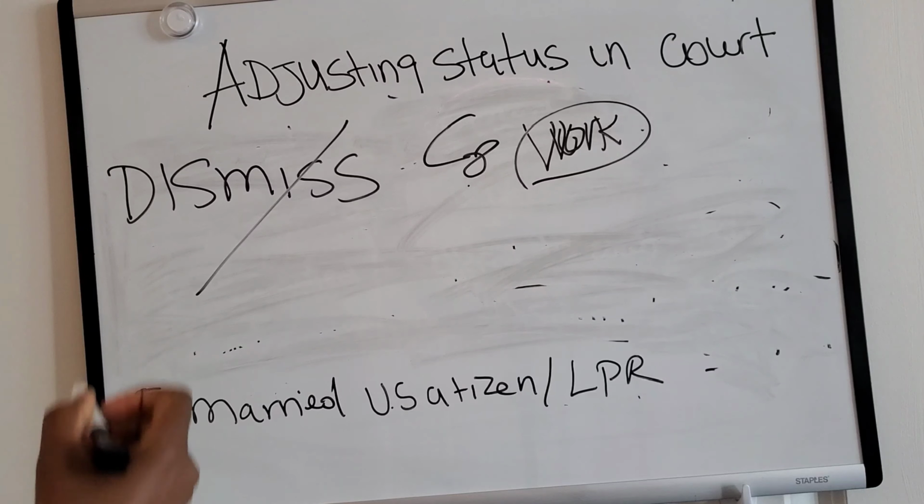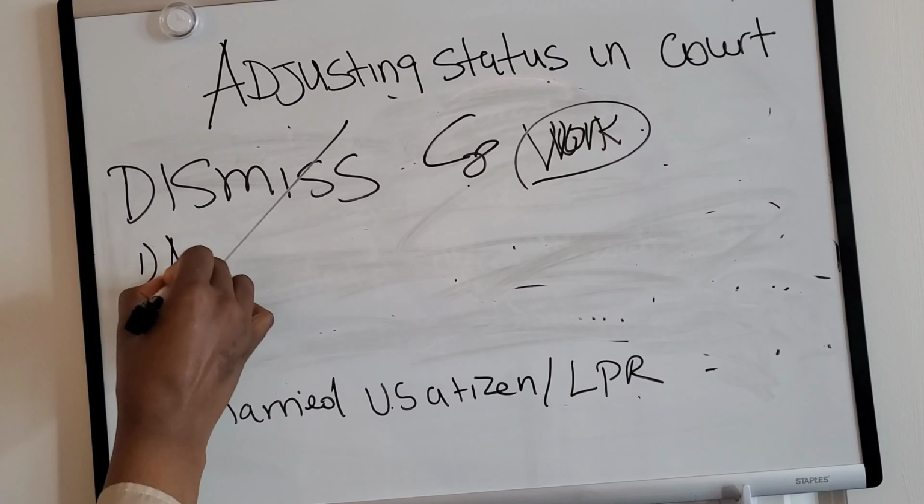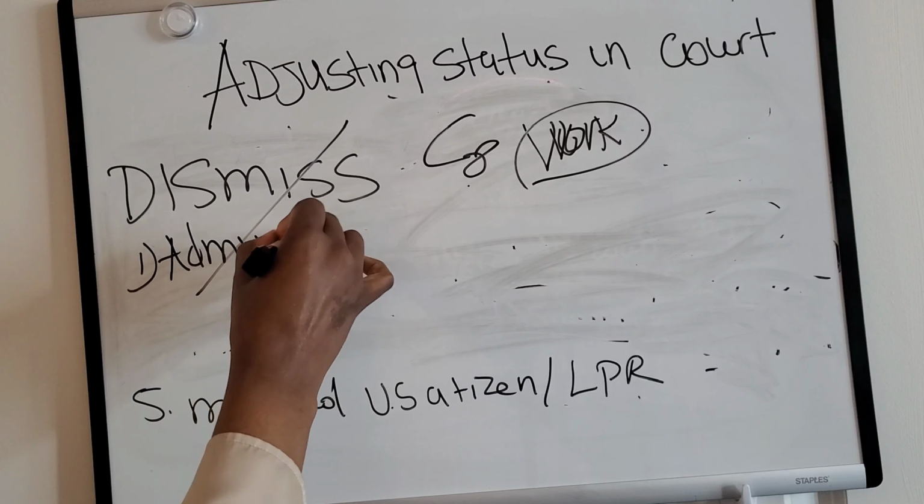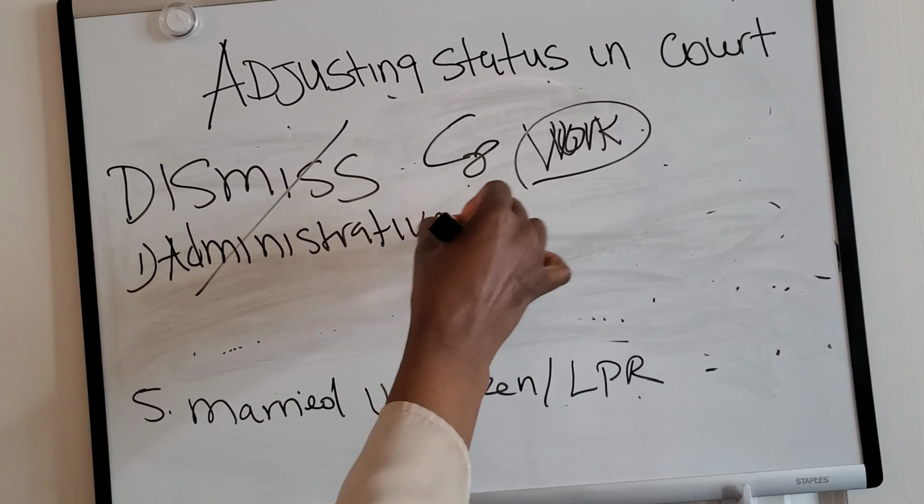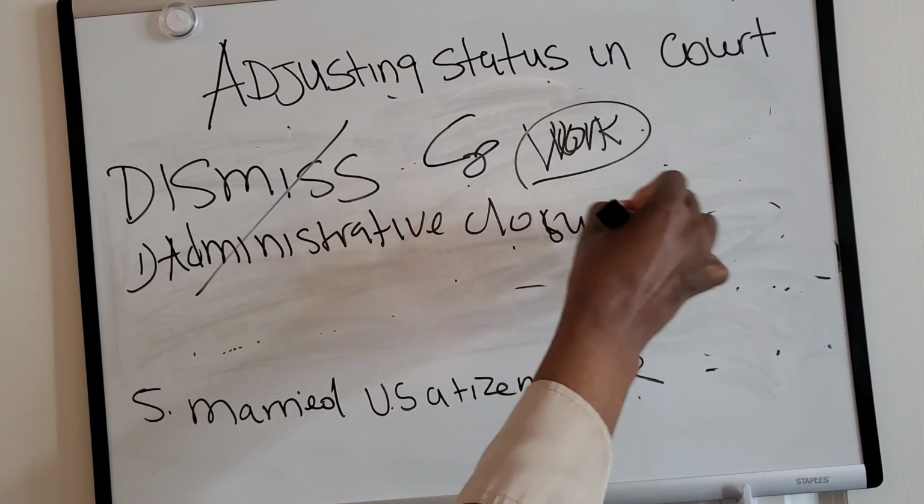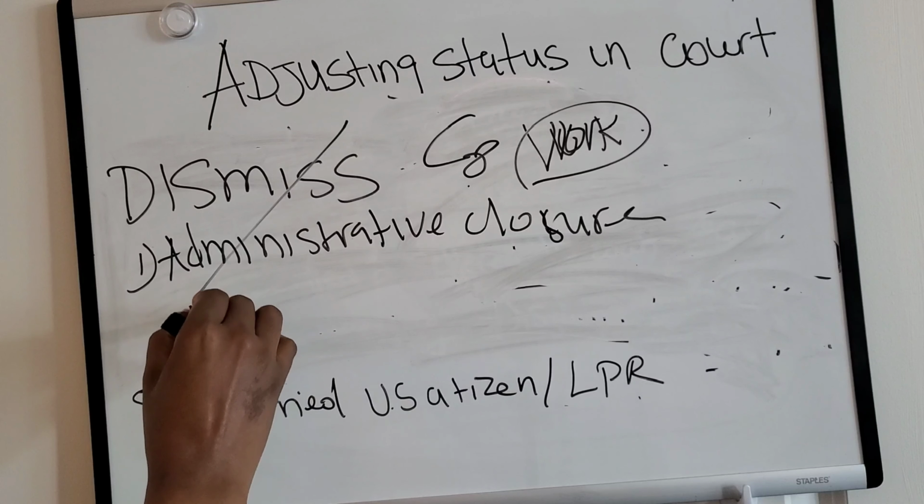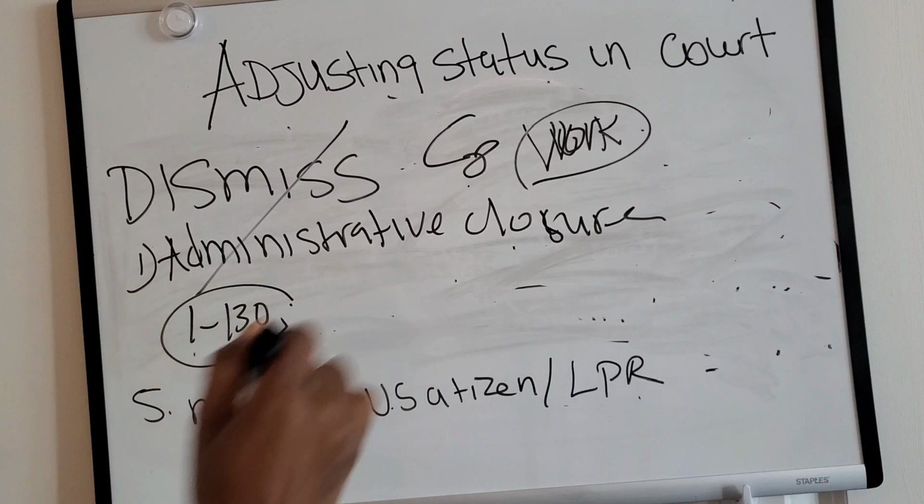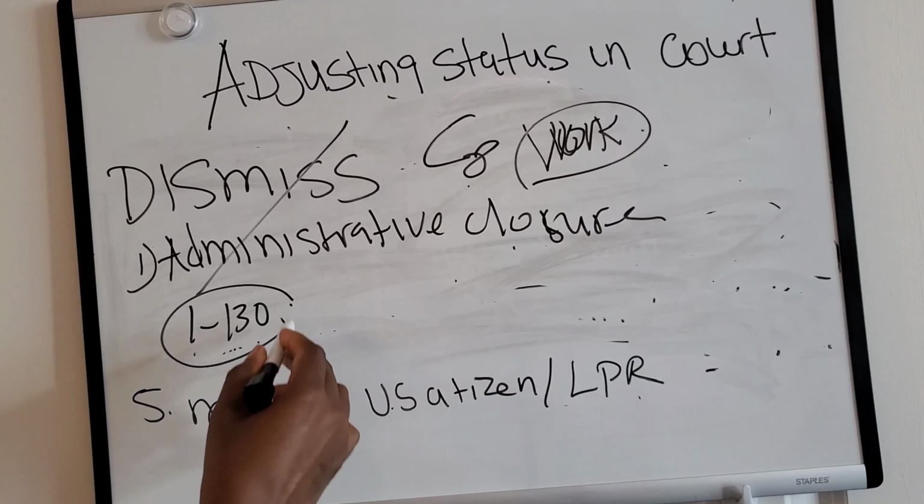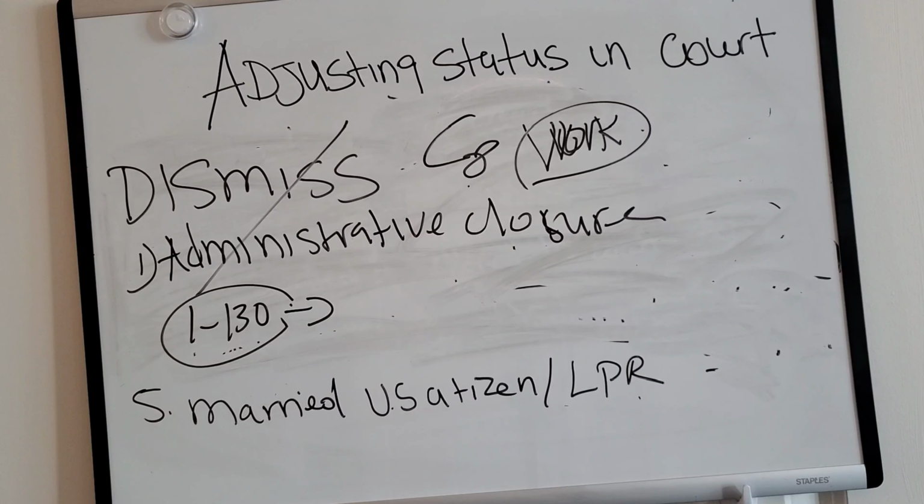What you can do is, number one, try administrative closure, okay? Administrative closure is going to give you time to wait for, first of all, the I-130 to be adjudicated if it's not yet adjudicated by USCIS, or if it is, give you additional time for the spouse in question to file for U.S. citizenship and become a U.S. citizen so you can adjust status in the U.S.